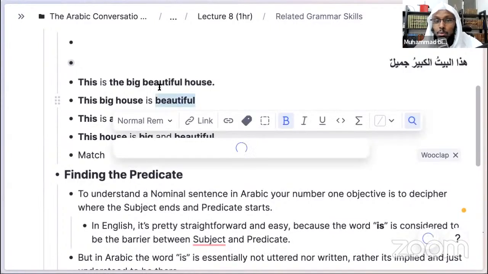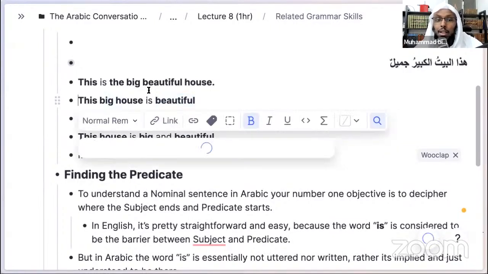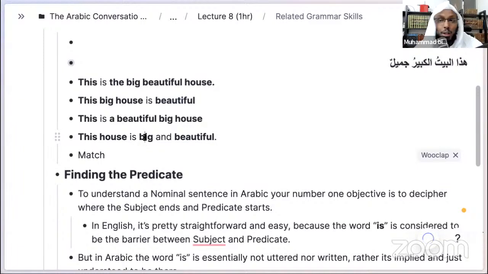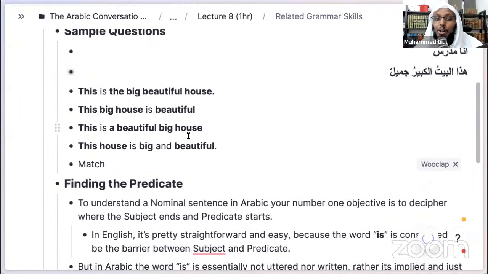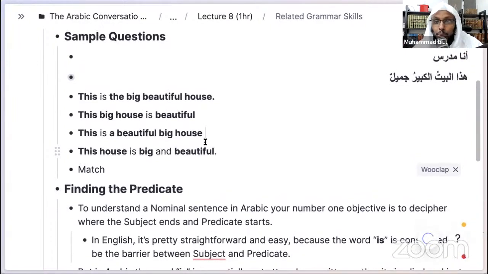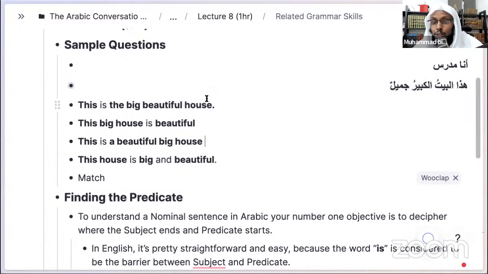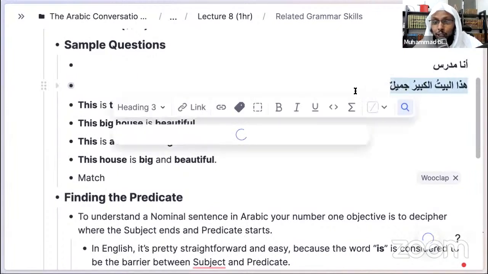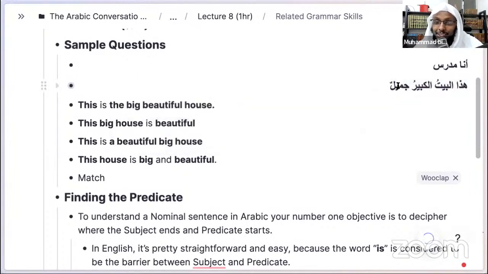Whereas here, I already told you that it's beautiful. You already knew it's big. But here, I am telling you it's big. You don't know it's big. I'm telling you, this is a big and beautiful house. Okay? So here, when it comes to English, it's easy, right? But unfortunately, when it comes to Arabic, it's not that straightforward. And that's the reason why all of you got this wrong. Not all of you. Most of you got this wrong.